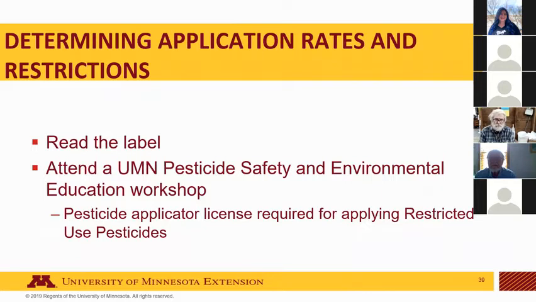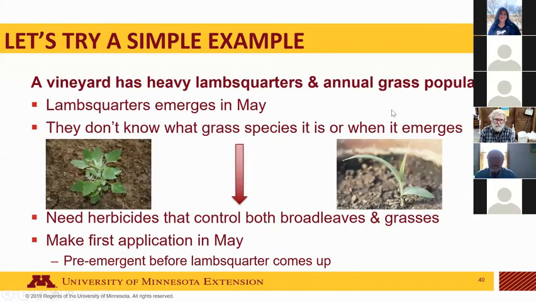When determining application rates and restrictions, I just say read the label and attend a U of M pesticide safety and environmental education workshop. If you want to spray restricted use pesticides, you have to have your pesticide applicator's license anyway. But even if you don't, I just think these pesticide safety workshops are a good idea for anybody because they teach you how to read a label. You get to practice that. You get to ask all kinds of questions about applying pesticides, and they're very useful.